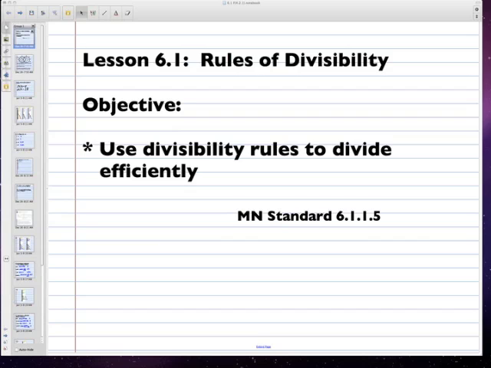Tonight's lesson 6.1 was on rules of divisibility. Our objective was to use divisibility rules to divide efficiently. Review any part of this video you wish, especially if you need to double check some of those rules.